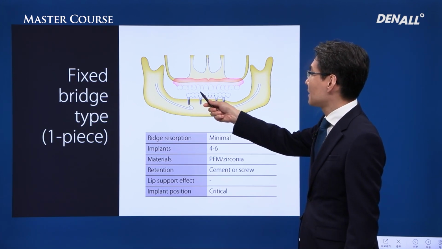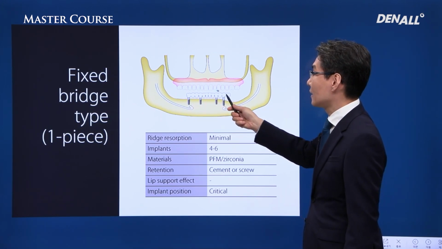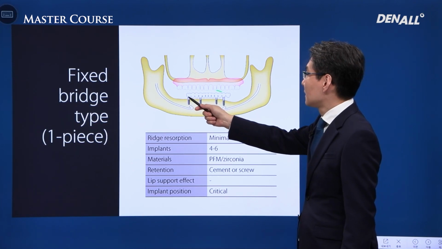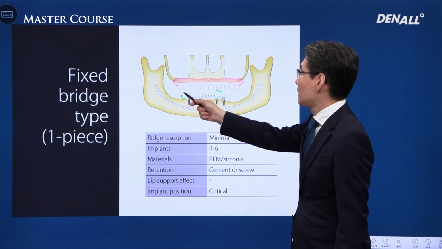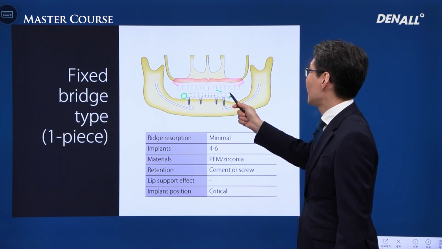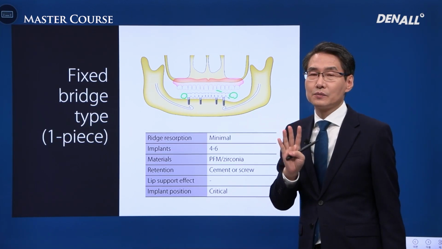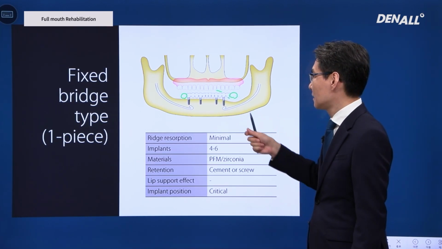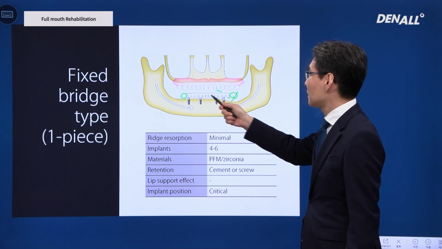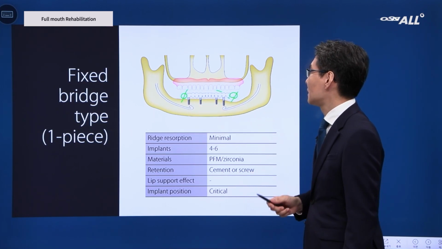If you place 4 implants, you cannot segment it, so you need to tie the entire arch. There are a total of 14 teeth in the lower, but using 4 implants to restore 14 units is close to impossible, so we skip the second molar and provide restoration only up to number 6.